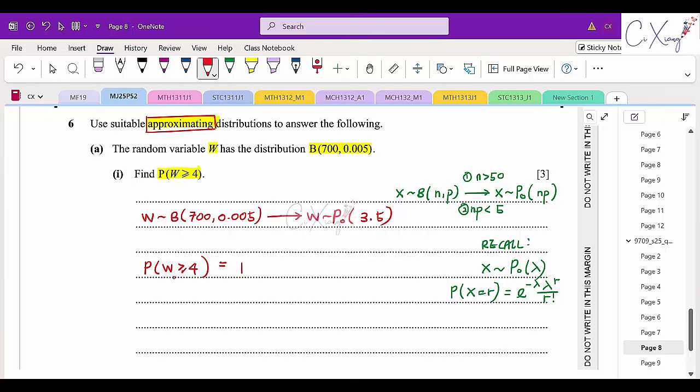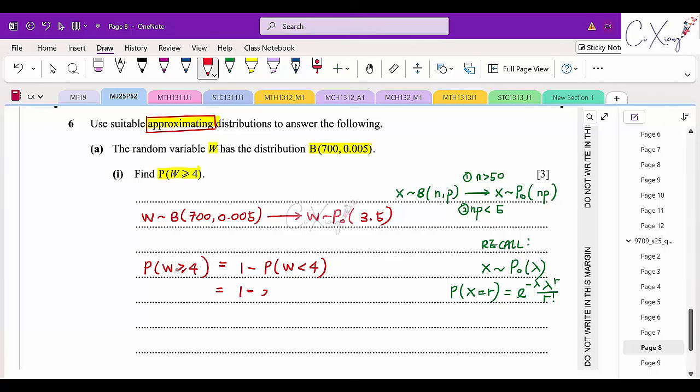Therefore, we have to take 1 minus. W greater than or equal to 4 means that the 4 should be included. When you want to take the complement, you shouldn't include the 4. So you are going to calculate 1 minus the probability of W smaller than 4. W smaller than 4 means that you start from W equals 0, W equals 1, 2 until 3. The 4 is not included.